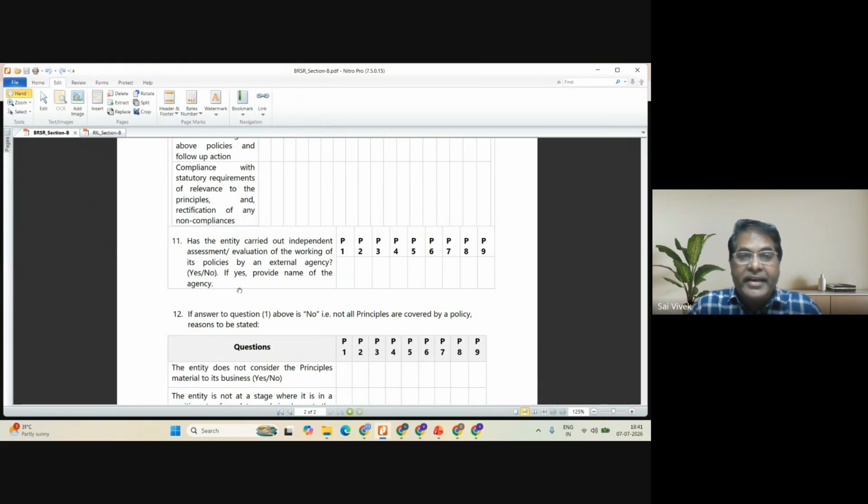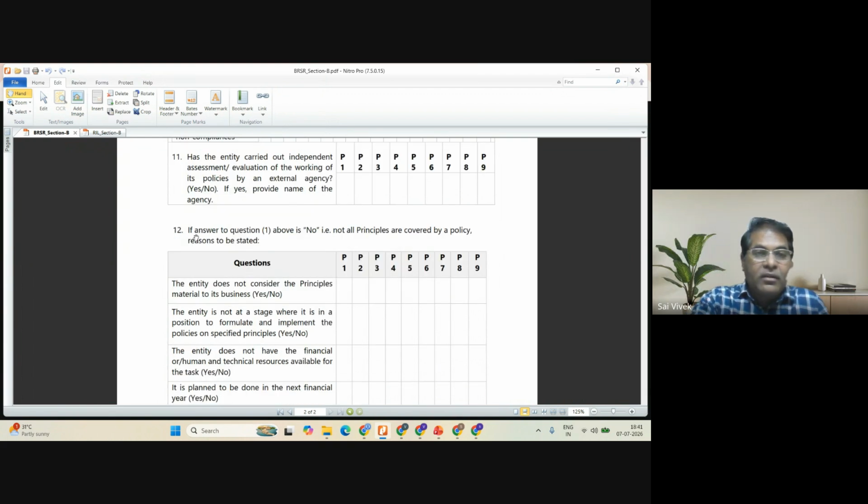Has the entity carried out an independent assessment? And was this done by an external agency? If it is done, who did it? And the name of that agency has to be provided here. So this has to be done for each principle 1 to 9. So this is about the 11th point. The next one is the 12th one.